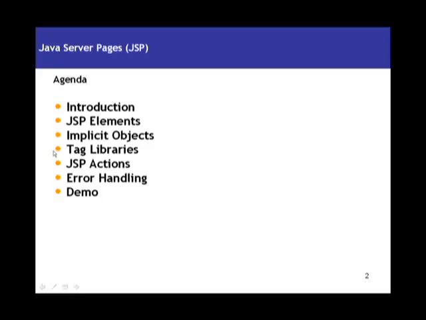Tag libraries is one of the important concepts in JSPs. We'll see how you use tag libraries in your application and how you can build your own tag libraries, and ultimately you'll see that by making use of tag libraries, your program development will become so much simpler and easy, right? And we'll see what the different JSP actions are and how you do error handling in JSPs, and in the end we'll have a demo.